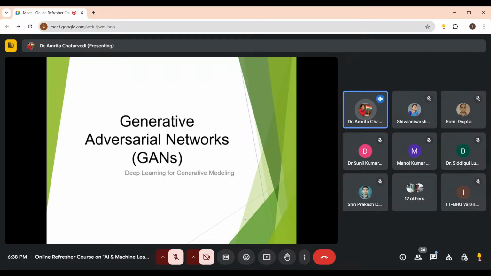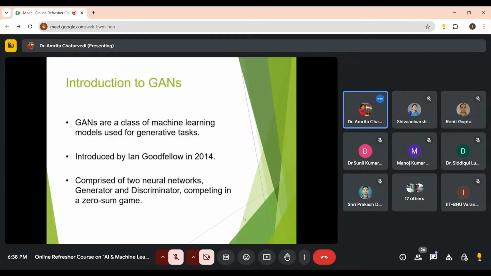Now let us see another algorithm in deep learning, that is generative adversarial networks, that is GANs. These GANs are a type of neural network that are used for generative tasks. For example, you have one image and you want to generate a similar image, or you have a video and you want to generate the next frames in that video. For all these kinds of generative tasks, GANs are used.